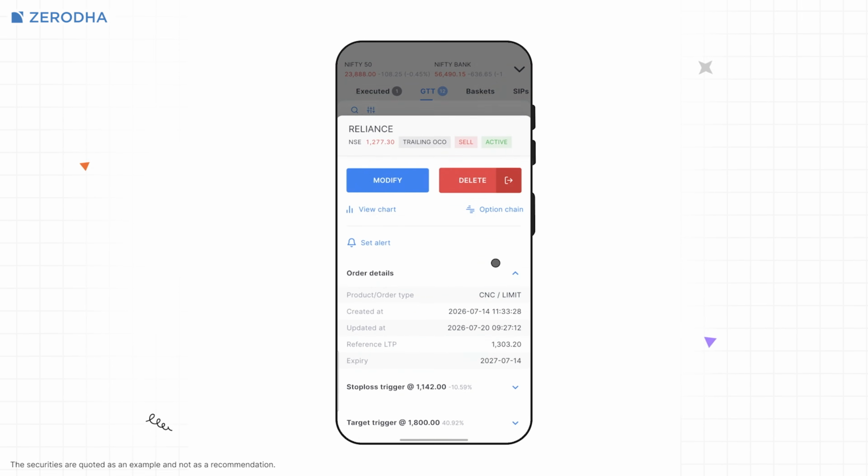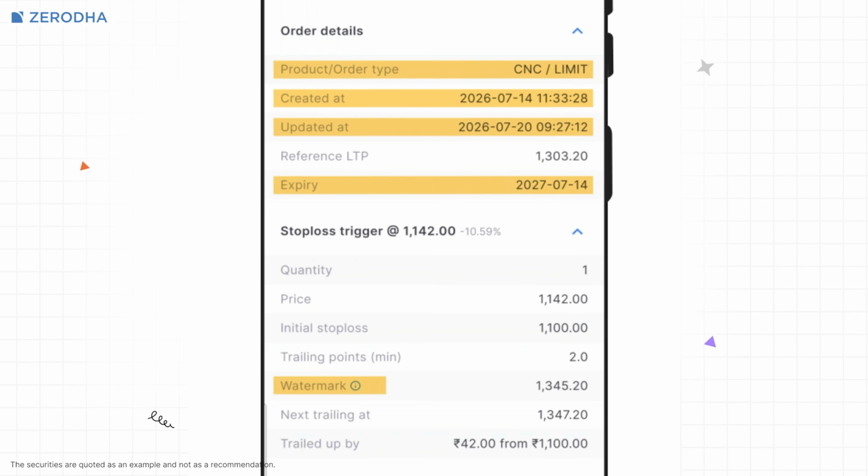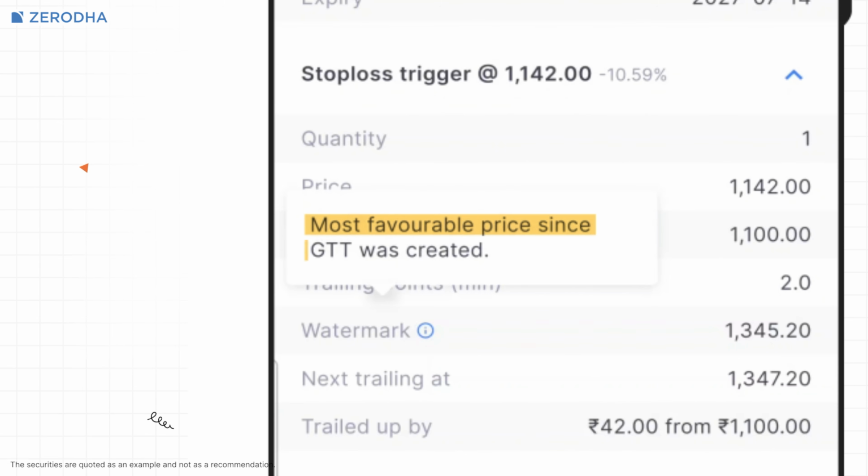You can open the GTT details to see the product type, creation and modification times, expiry date, and watermark price. The watermark price is the most favorable price reached since the GTT was created or last modified. For a sell GTT, it is the highest price reached. For a buy GTT, it is the lowest price reached. Kite uses this price to determine when the next trailing adjustment should happen.